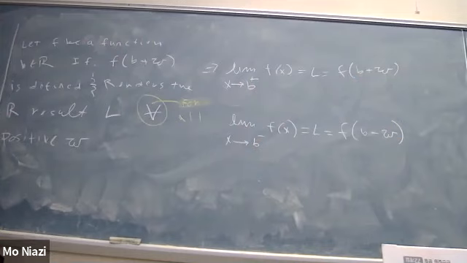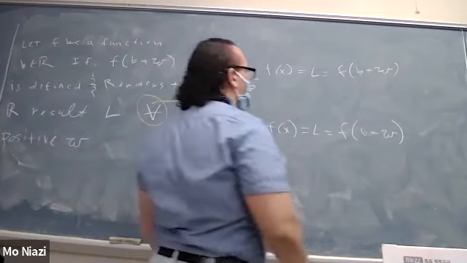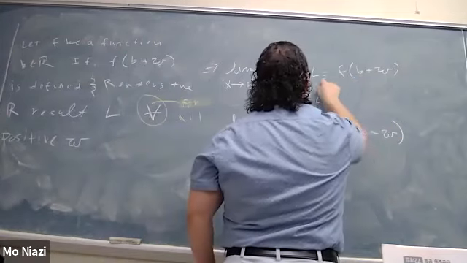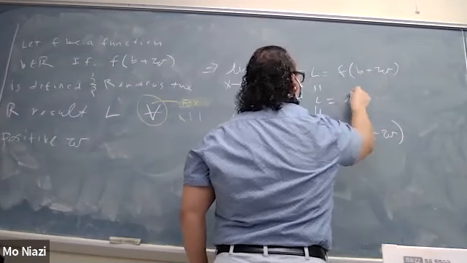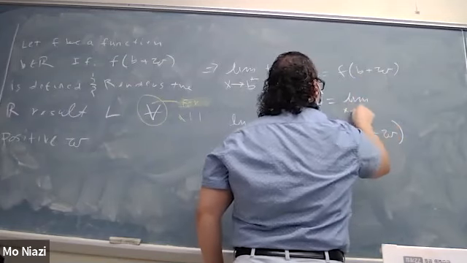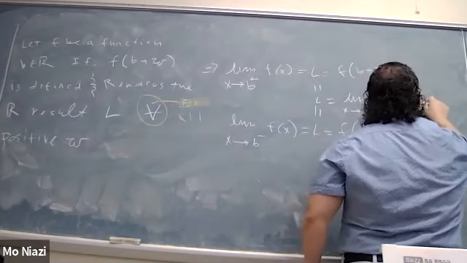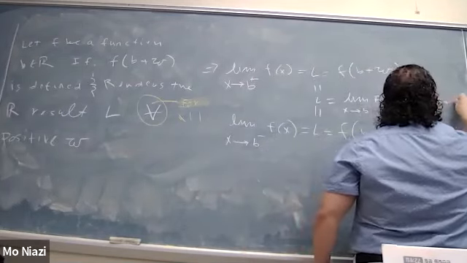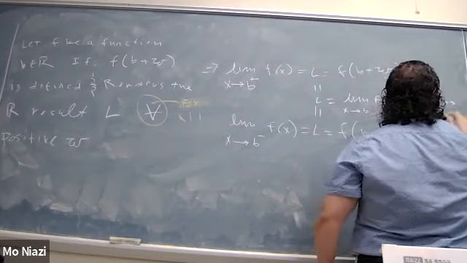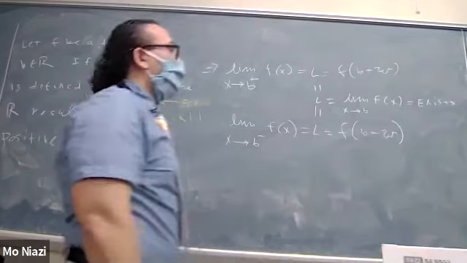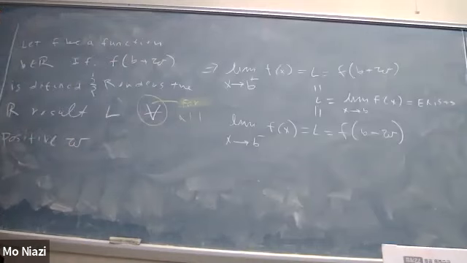So if this occurs, the left-handed and the right-handed limits both agree, we say that the total limit exists and it equals L. But if the left-handed limit and the right-handed limit say two different values, then the total limit does not exist.